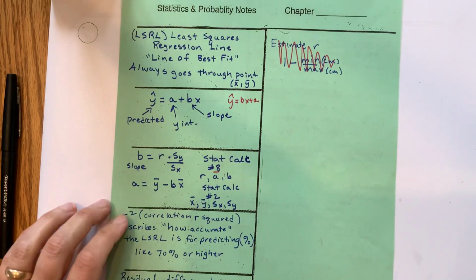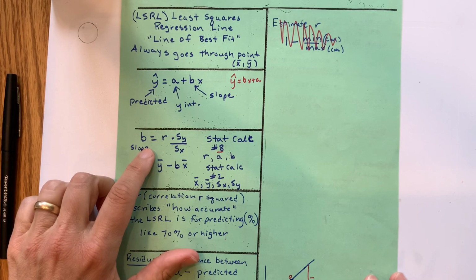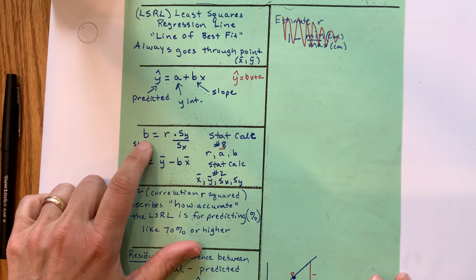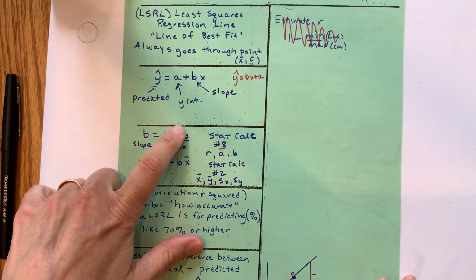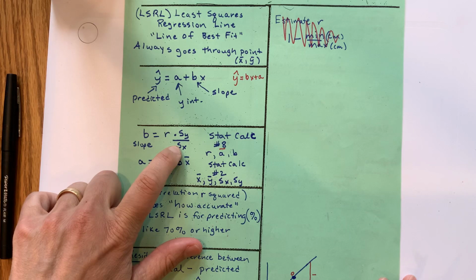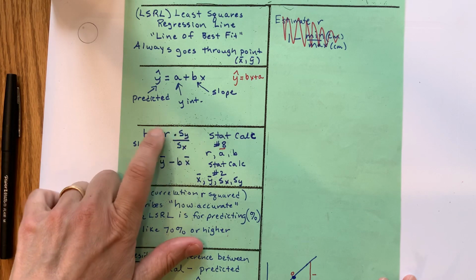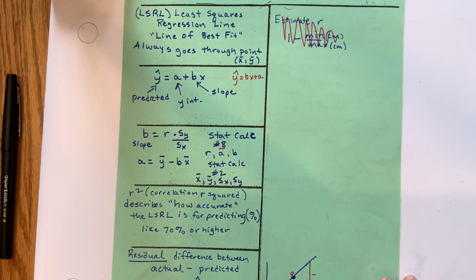One is by formula. To get the slope B, you take your correlation, which you'd get from your calculator, times the standard deviation for the Y set, which is the second list, divided by the standard deviation of the X set. Those are all given to you, so it's just really plugging into a formula.